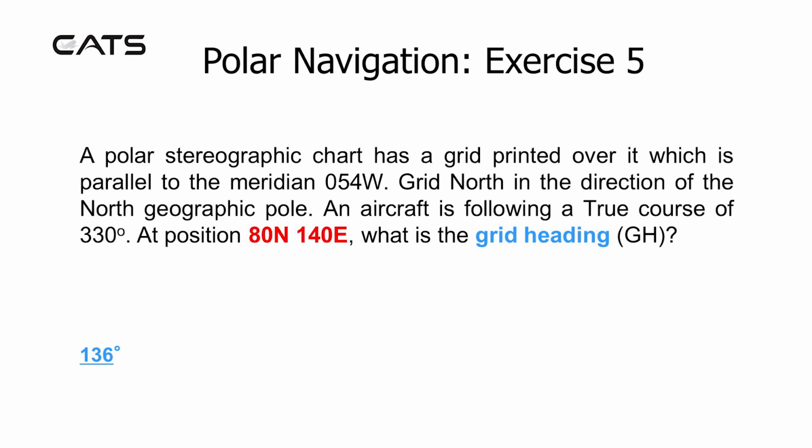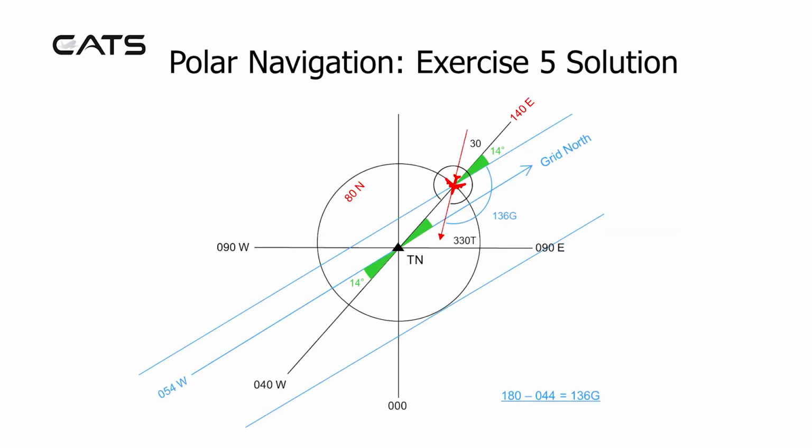Let's try this with a diagram. Draw a circle and put a west on the left and an east on the right. 00 is at the bottom since we're in the northern hemisphere. Search round for 054 west, which is in the bottom left corner, and draw a line up through the North Pole and label this grid north.